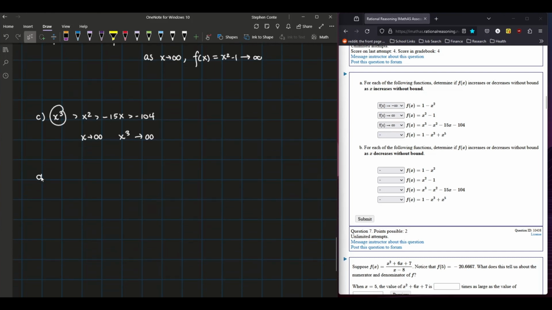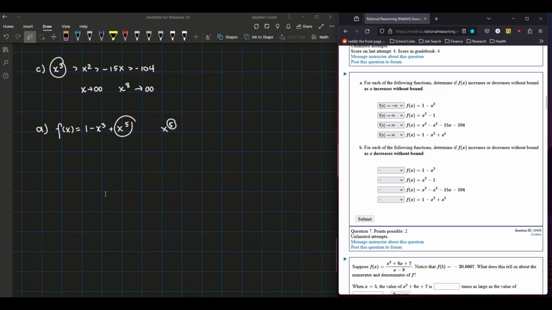And then for d, I have f of x equals 1 minus x cubed plus x to the fifth. And we can use the same argument that we used for c, right? X to the fifth is the leading term. It's the term with the highest power for our input, x. So some really large number to the fifth power is going to make an even larger number, right? So that means that the y values have to tend towards infinity as x tends towards infinity.